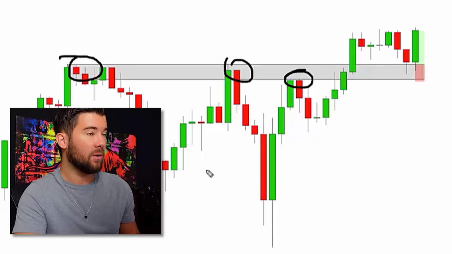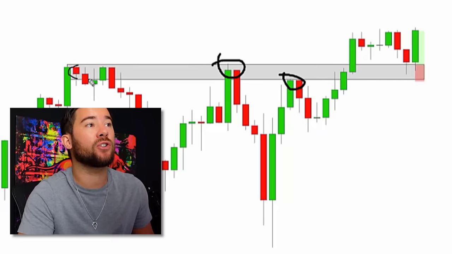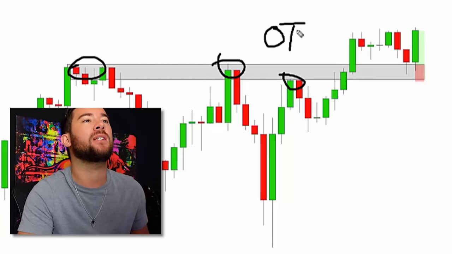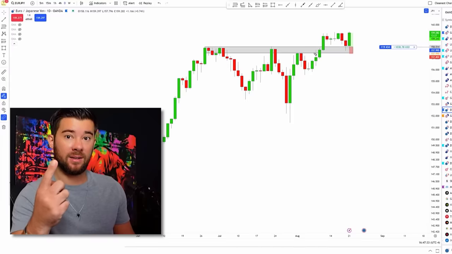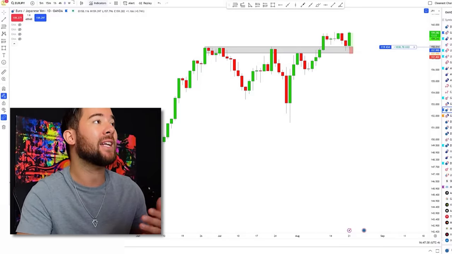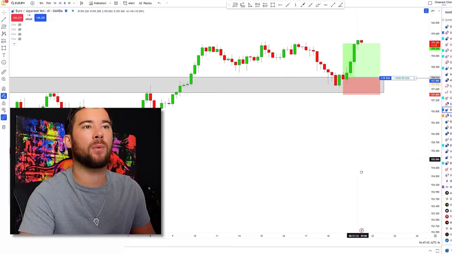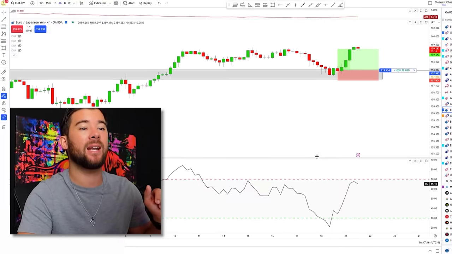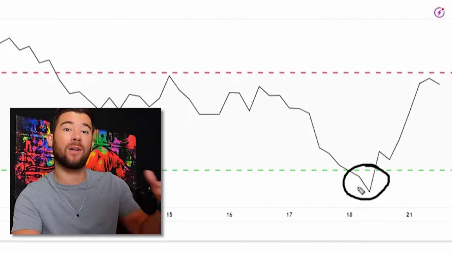Factor number two was that I wanted price to come down to a level of major structure that had been tested multiple times. I call these OTZs, or optimal trading zones. So we have trend, we have price in an OTZ or optimal trading zone. That's when I want to drop down to a trading time frame like the 4-hour chart, which is what I use. And on the 4-hour chart, I ended up seeing the RSI indicator going oversold while in my zone.